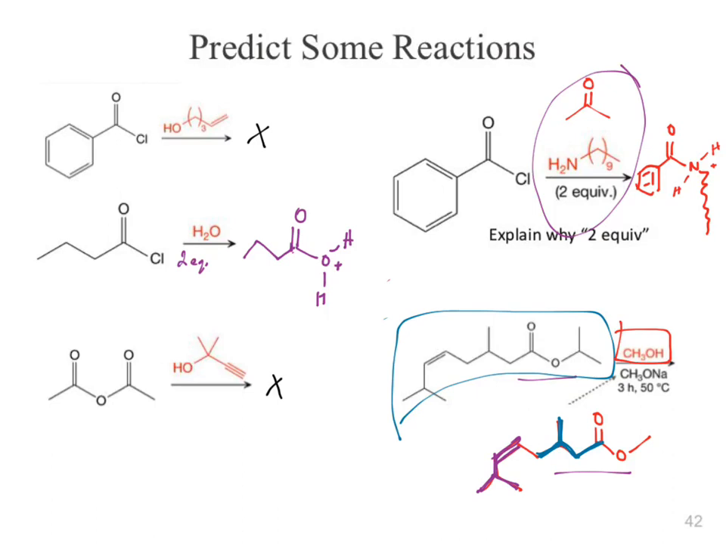Cost. Methanol is going to be significantly cheaper than that ester. We're probably going to dump in tons of methanol to try and push this equilibrium based pretty much solely on a cost analysis. Okay?